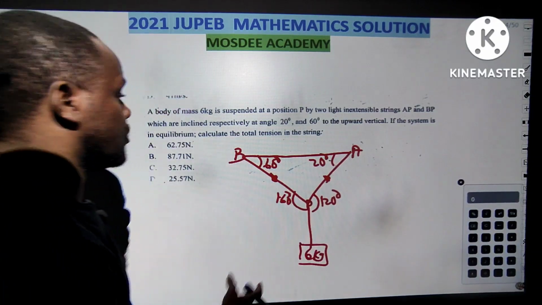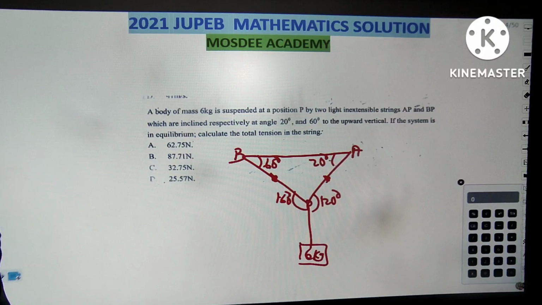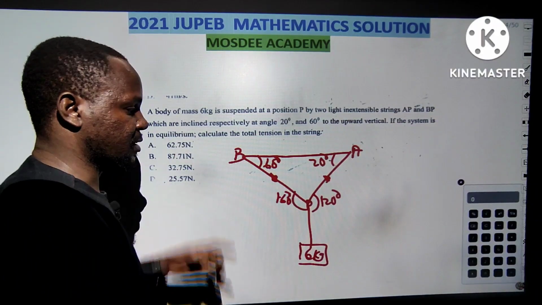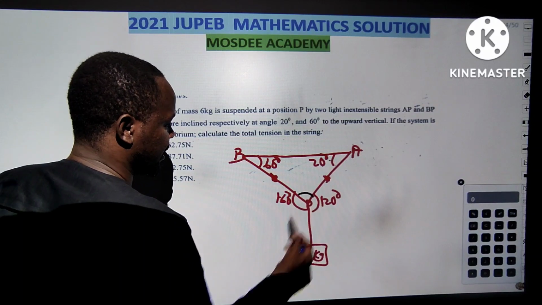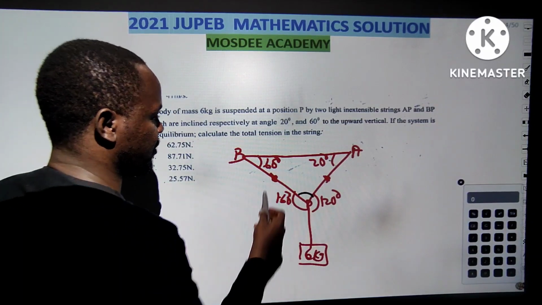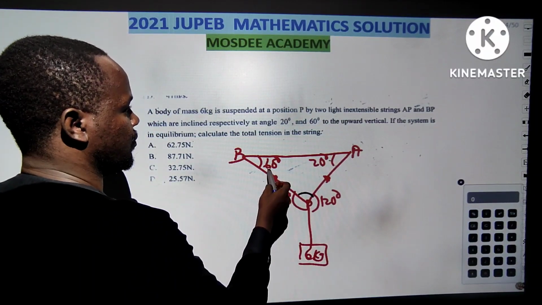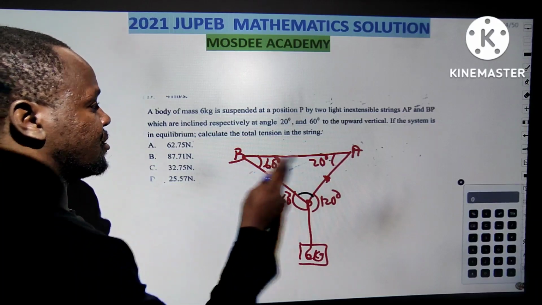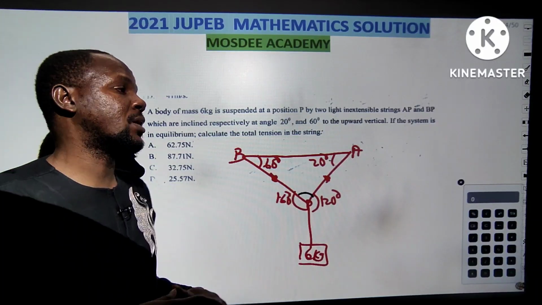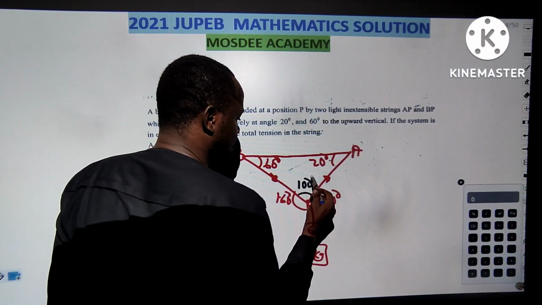So if the system is at equilibrium, which is what I'm trying to show, the examiner has to find the two tensions. You're going to use Lami's theorem. Then the one here, this angle is 90. If you want to know it, you can add this one or get the remaining angle. If this is 60 plus 20, that's 80. 80 plus what will give you 180, as it's a triangle? 100. So this should be 100.